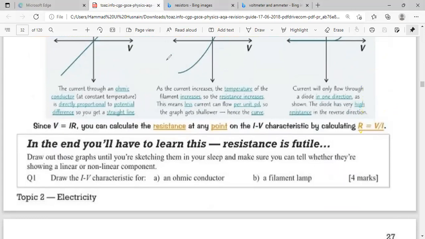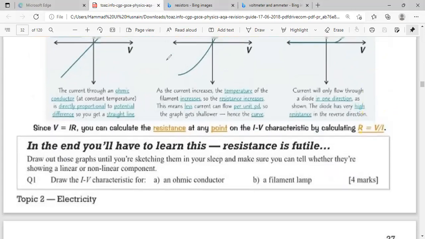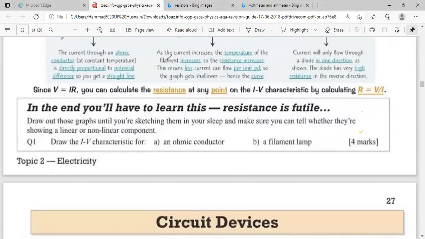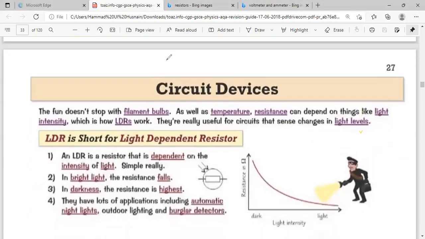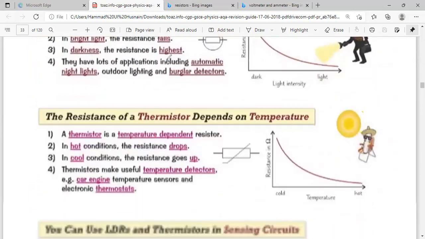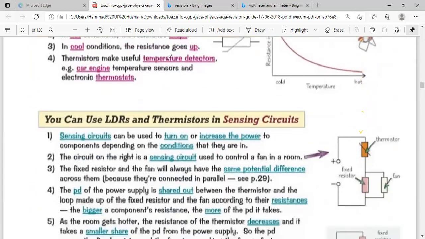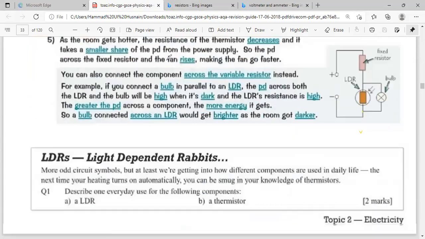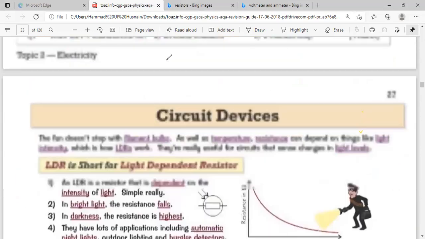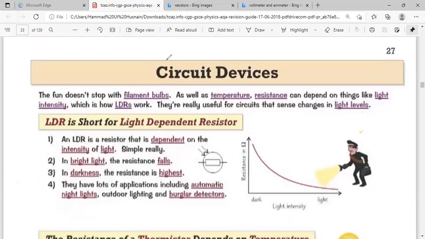So now you need to learn these characteristic curves. Remember these characteristic curves because these are very important. Now there are two other things. Okay, so let us finish our lecture over here.